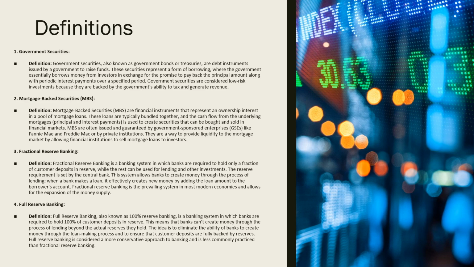So the first thing we're going to need to understand is what a government security is. I'm going to read the screen, then I'm going to try to simplify it for you. A government security, also known as government bonds or treasuries, are debt instruments issued by a government to raise funds. These securities represent a form of borrowing where the government essentially borrows money from investors in exchange for the promise to pay back the principal amount along with periodic interest payments over a specific period. Government securities are considered low-risk investments because they are backed by the government's ability to generate taxes.